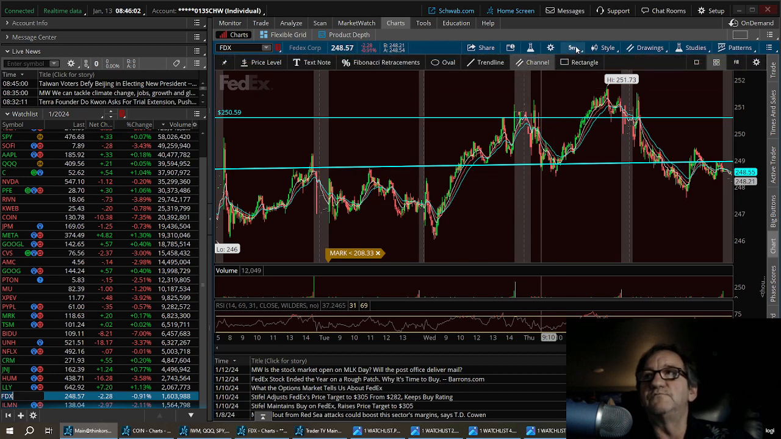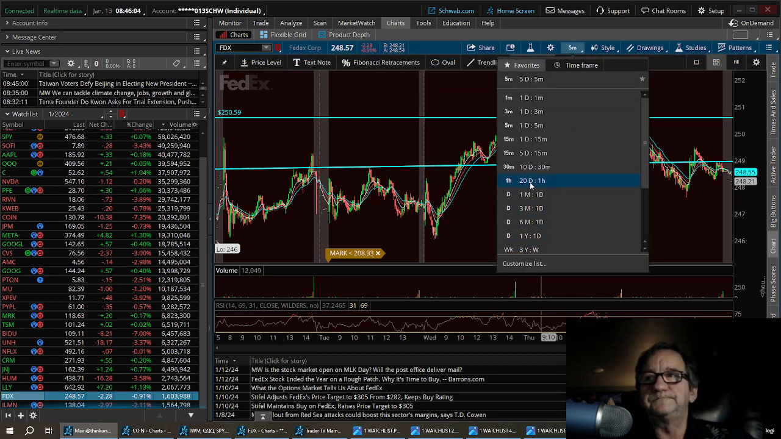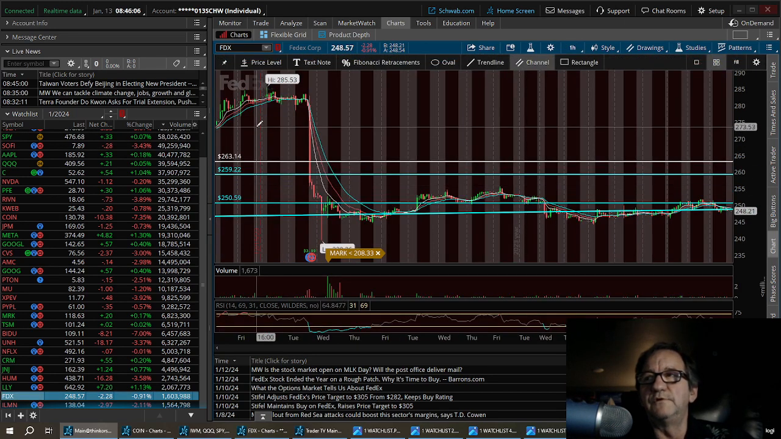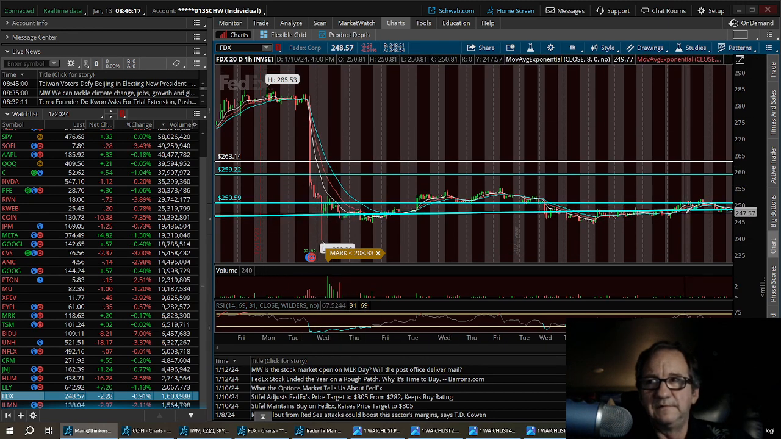FedEx is one of my favorite trades. Pull up the 20-day 1 hour. We had that big knife and it really never has consolidated. We had earnings and it was pretty bad, or at least it brought the stock down. And I think we're going to have a pop once they come out and they realize how much money they made when it comes time for shipping and stuff.